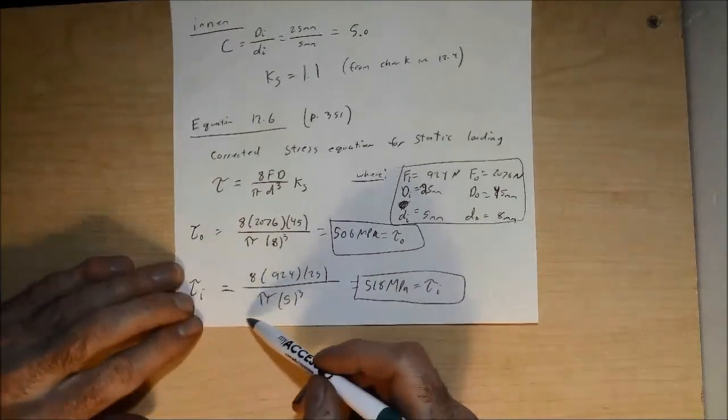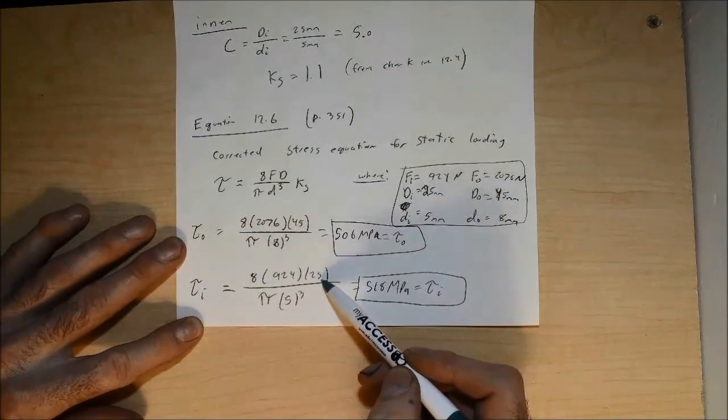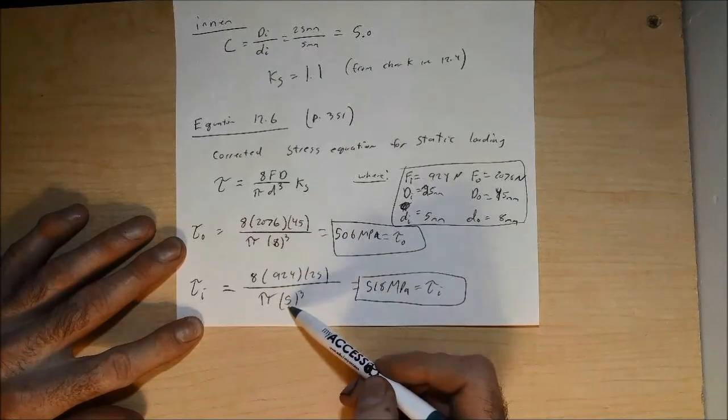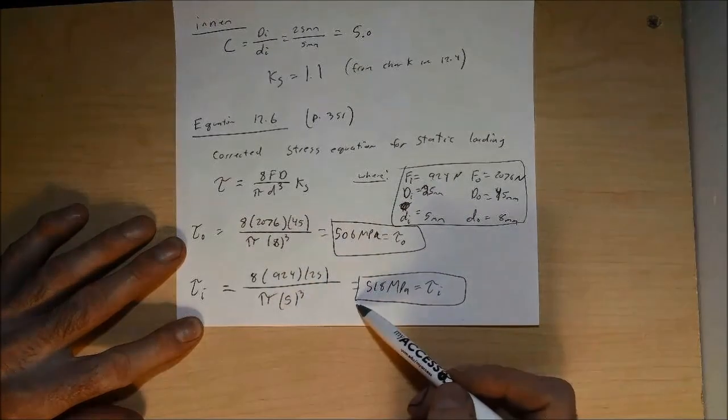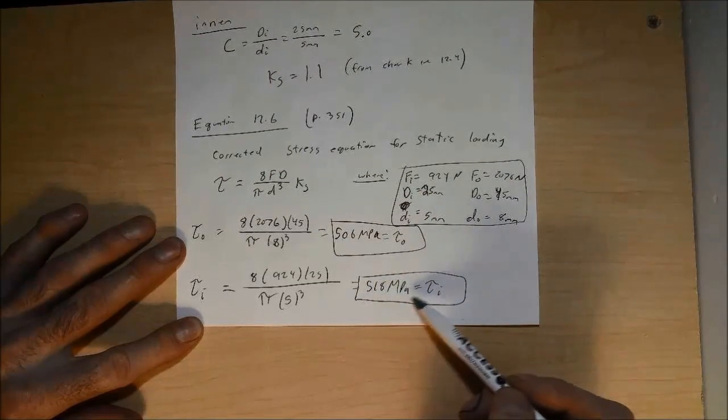Now we go down and do this for the inner. Tau inner is equal to 8 times 924 times 25 divided by pi times 5 to the third. Do out the math here, and our tau for our inner is equal to 518 megapascals.